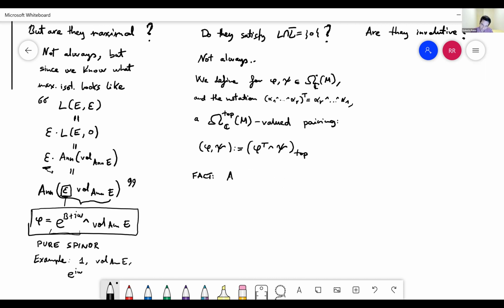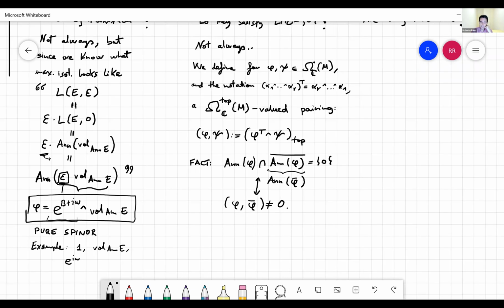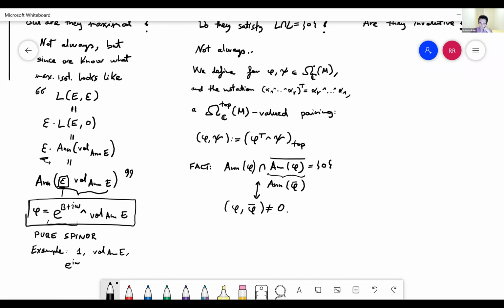Let me put it directly: the annihilator of phi intersects the annihilator of phi bar in 0. It turns out that this is the annihilator of phi bar, and this will only happen when the pairing with phi bar is different from 0. So this is characterizing when my differential form gives me an annihilator satisfying that property.